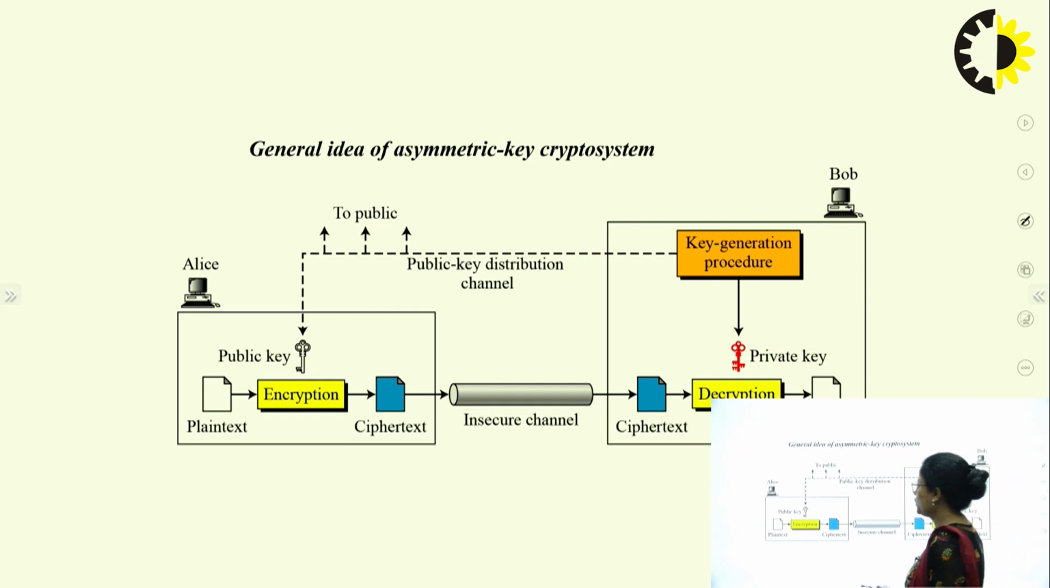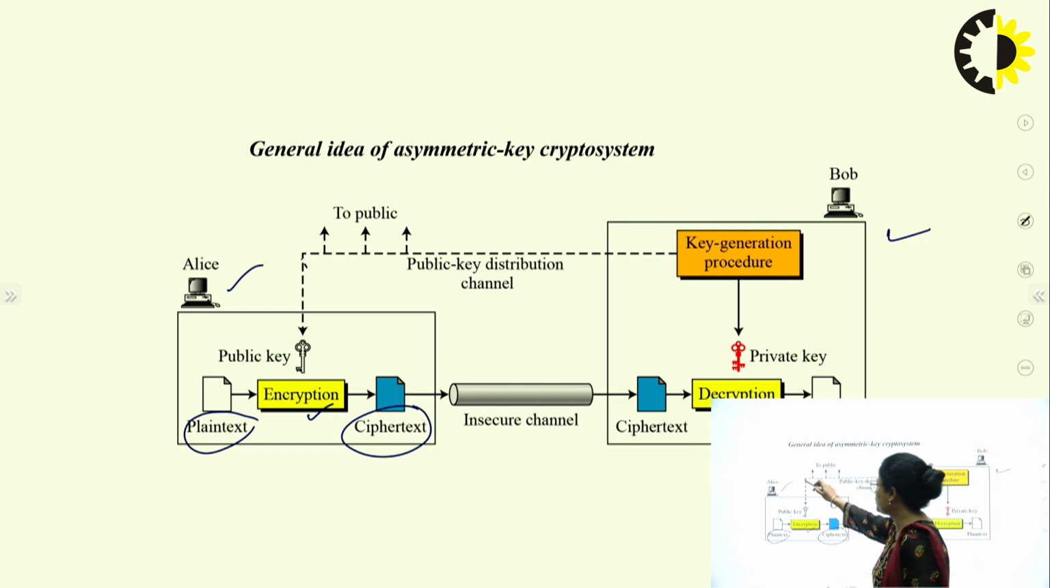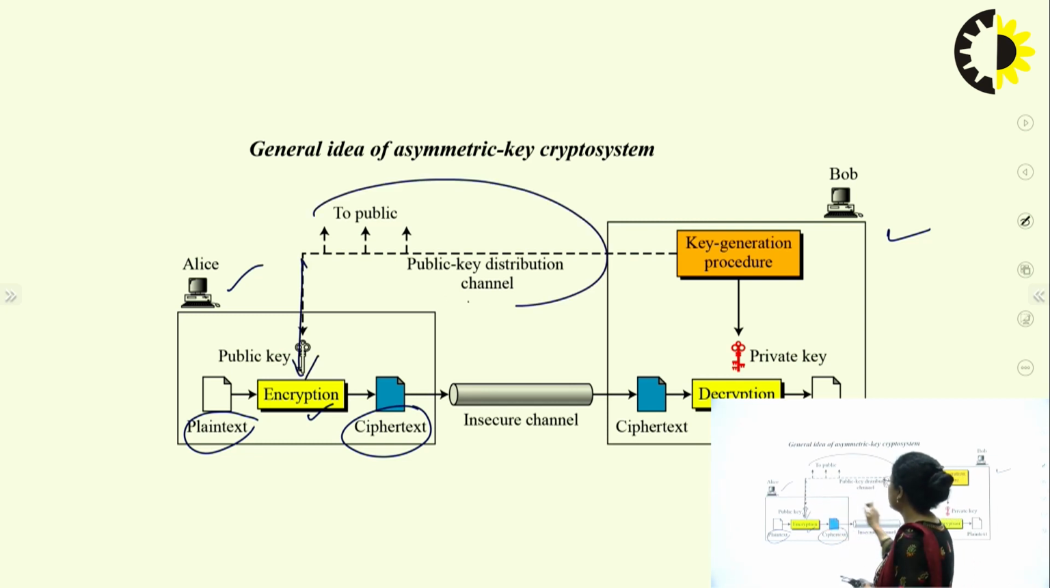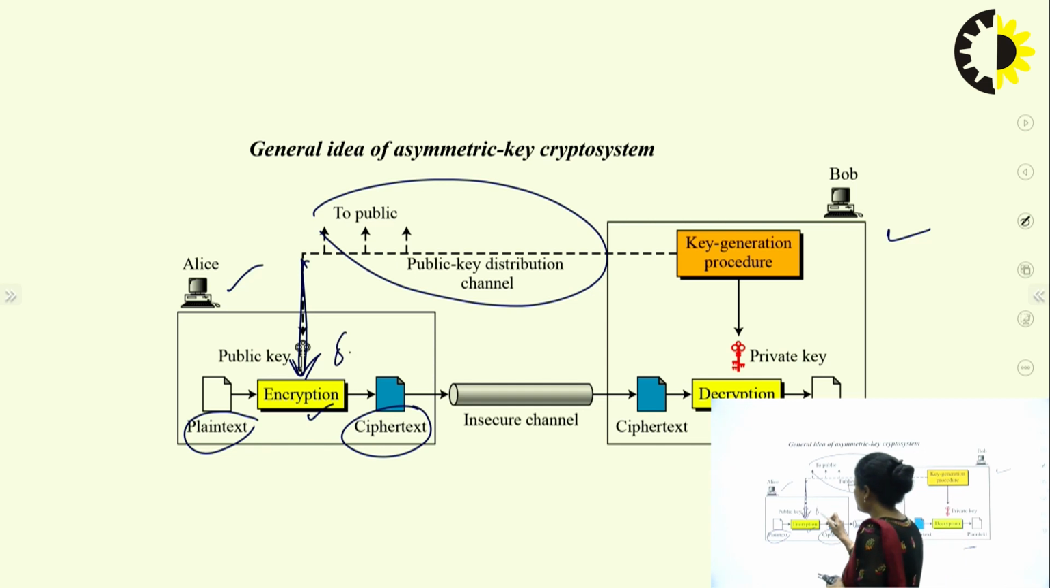As I told, we have Alice, we have Bob, we have the encryption method, where we have the plain text which needs to be encrypted to the ciphertext, and to encrypt the message we are using a public key. Out of all the public keys that are available in the network, we'll be using the public key of the receiver whom we want to send to.